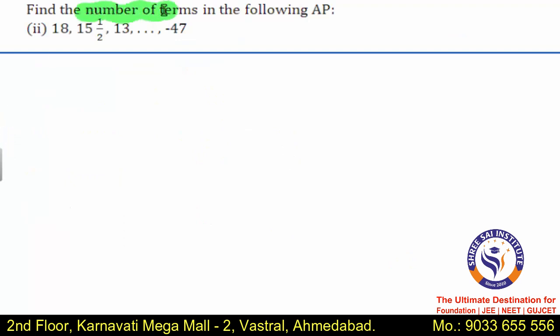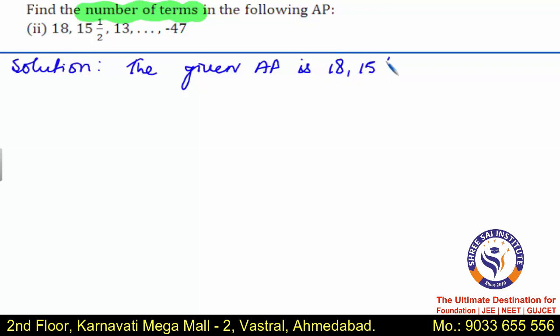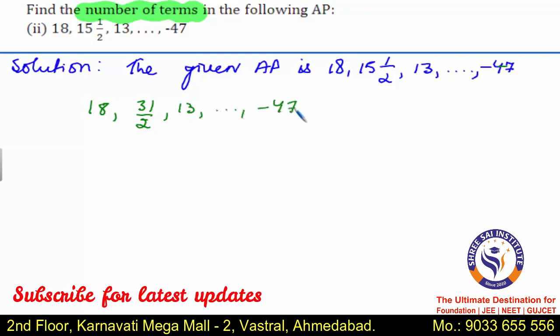Find the number of terms in the following AP. Here, the given AP is 18, 15 and 1 upon 2, 13 and so on up to minus 47. That is 18, this on simplifying gives 31 upon 2, 13 and so on up to minus 47.